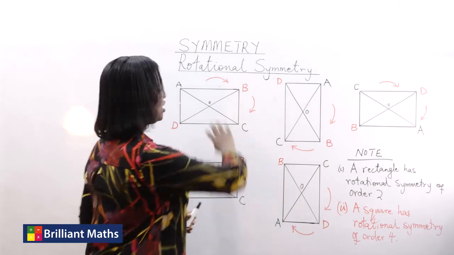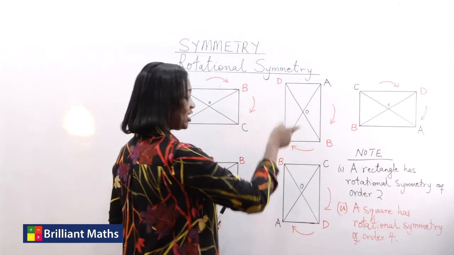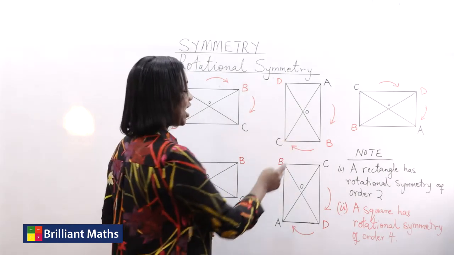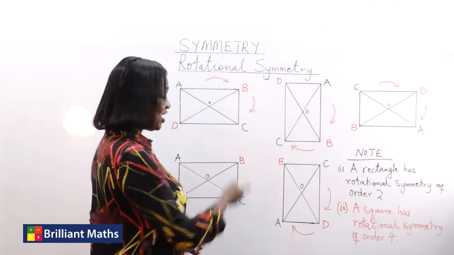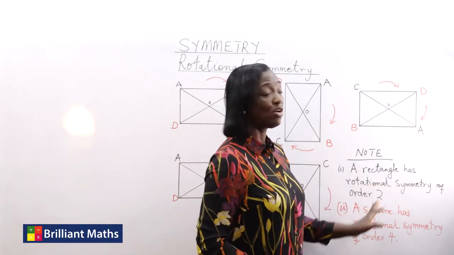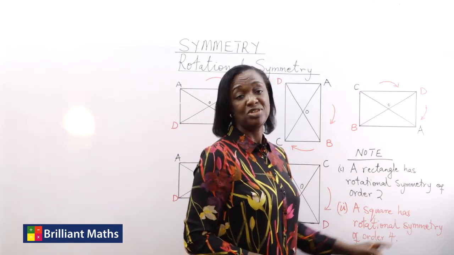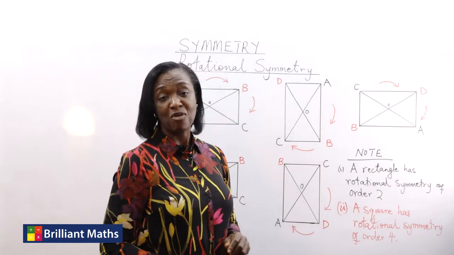As you turn it the first time, 90 degrees, it will look like the same shape. Another 90 degrees, the same. Another 90, the same. And then the fourth one, the same. So a rectangle has rotational symmetry of order 2, while a square has rotational symmetry of order 4.